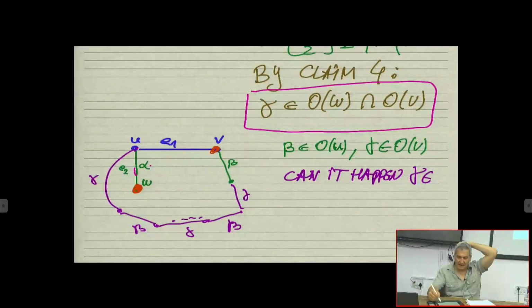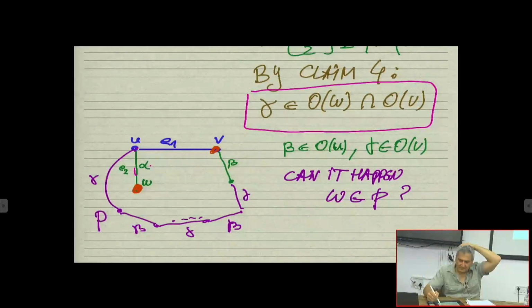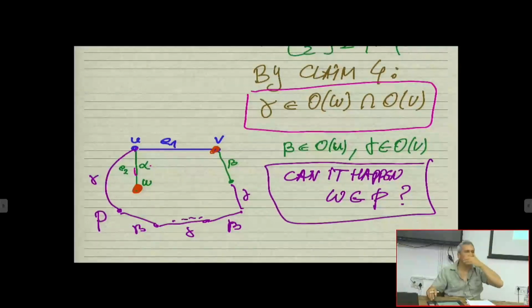Can it happen that gamma belongs, no, that this W belongs to this path? No.